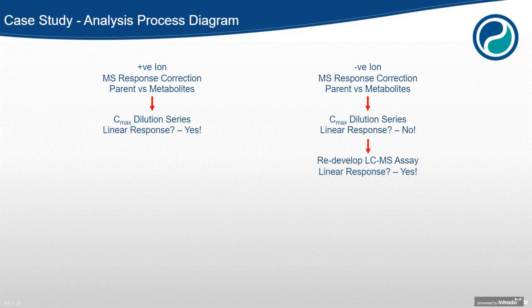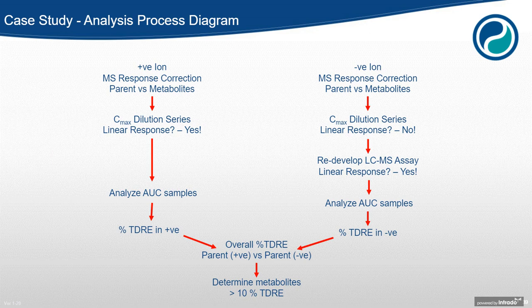So we start with using the response correction approach both in positive and negative ion. Then we generate the dilution series to determine a linear response. In positive ion, it was linear. Great. In negative ion, the response was not linear. So we had to redevelop the LCMS assay to use in negative ion mode several times until we found that our responses were linear across that dilution range.